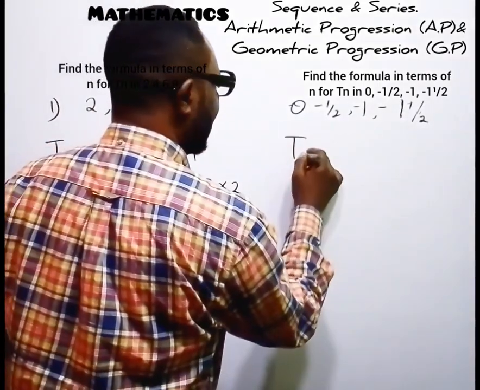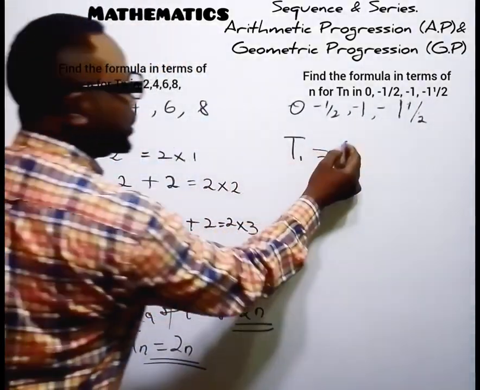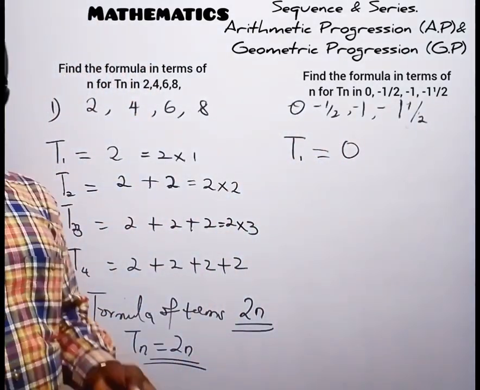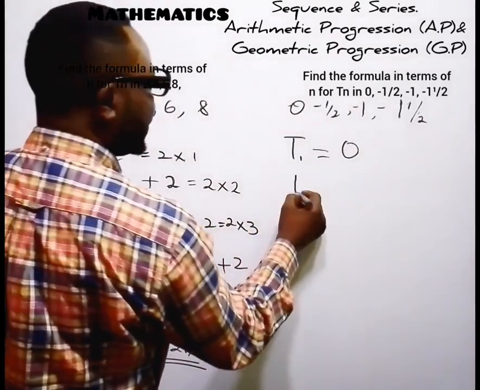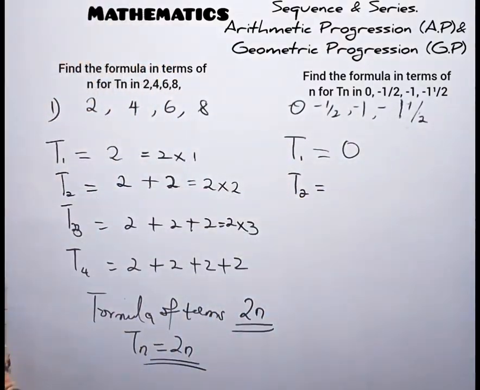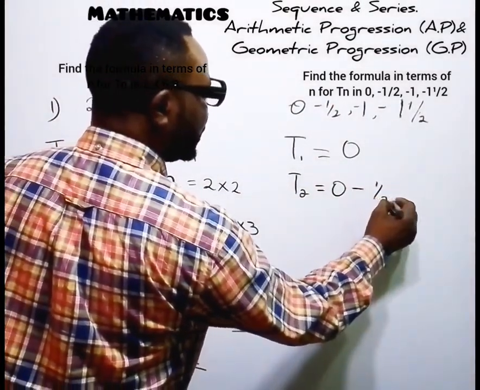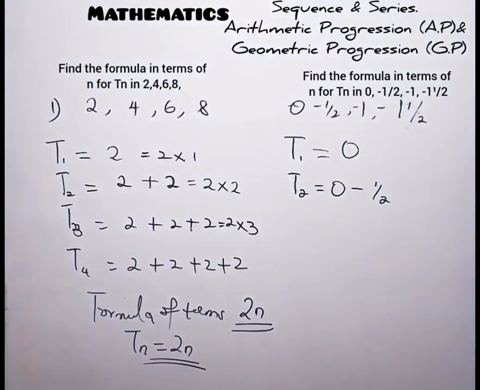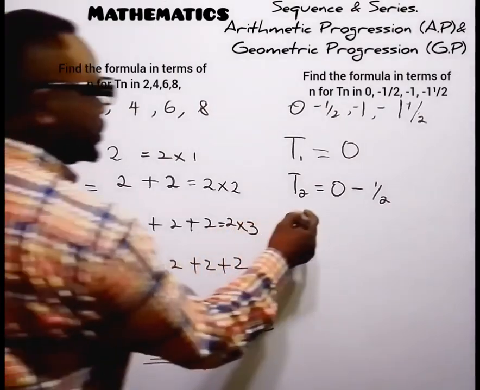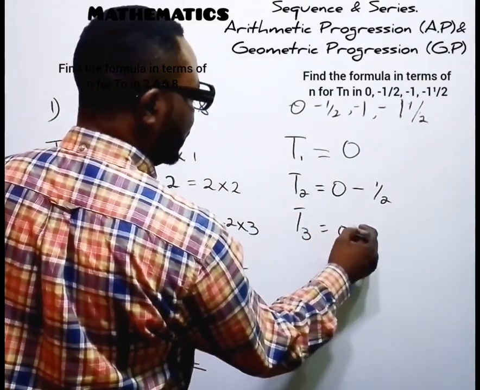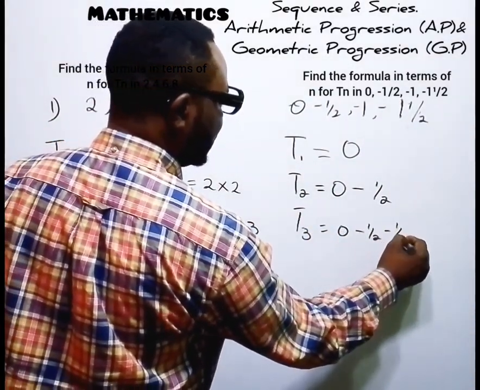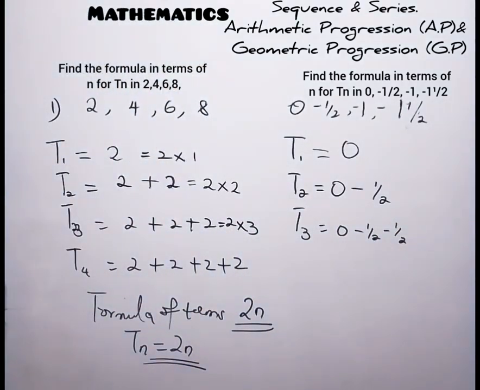So the first term, T1, will be equal to 0, as we have it in the first expression. What is the answer to T2 there? T2 can be equal to 0 minus 1 over 2. You can say plus minus 1 over 2. You are still saying the same thing. Now, the third one will be equal to 0 minus 1 over 2 minus 1 over 2.